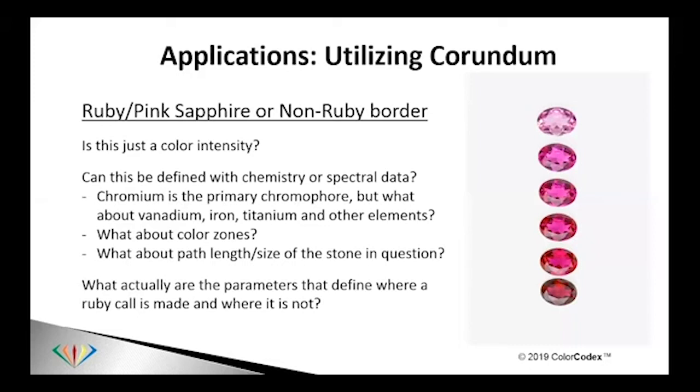The ColorCodex system is actually very well suited to helping the industry address issues like this. And so for the first time, we can get a lot of organizations together, a lot of laboratories together, and we can start to discuss things like this and really have a material impact on improving the understanding of what makes a stone a ruby.